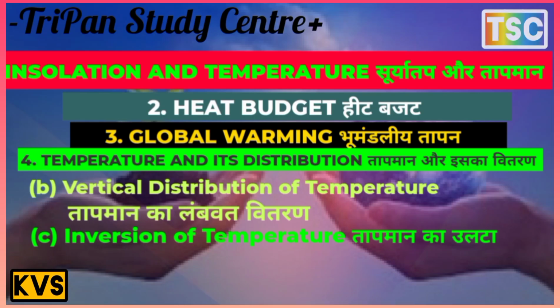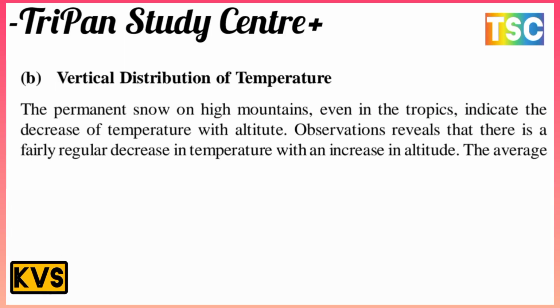The next topic is vertical distribution of temperature. That is important here. The permanent snow on high mountains, even in the tropics, indicates a decrease of temperature with altitude. Observation reveals that there is a fairly regular decrease in temperature with increasing altitude.